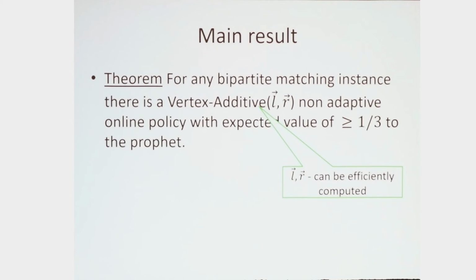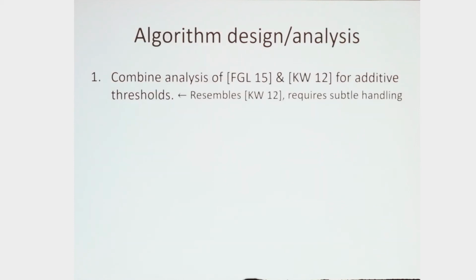Okay, just one slide giving you a quick overview of the analysis and how to get these thresholds. So of course we built a lot on the previous work of FGL and KW. We get something that resembles the KW approach a lot, but it's actually a bit subtle because instead of putting thresholds on the edges, we do them per vertex, per constraint in the matroid. So it actually requires subtle handling.